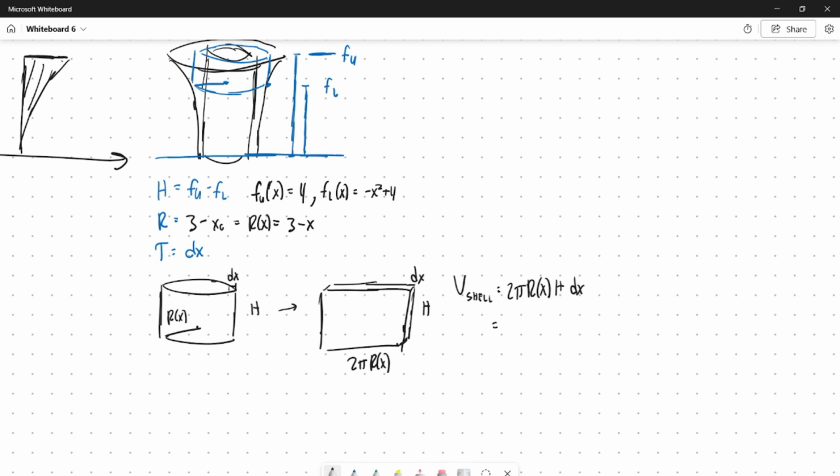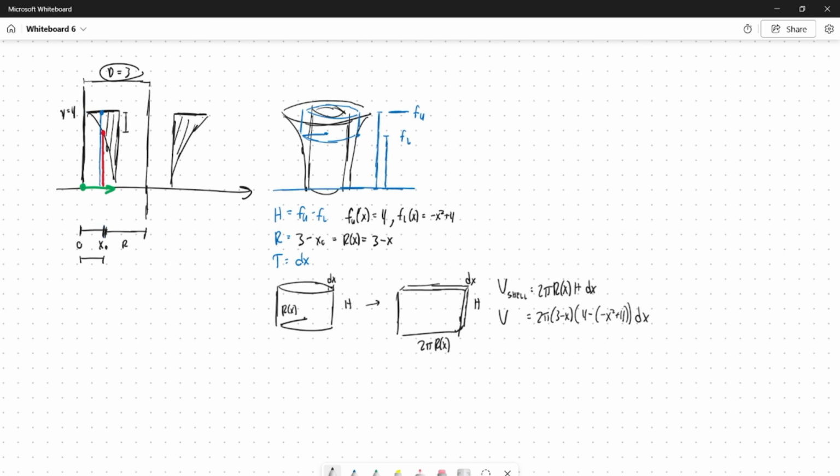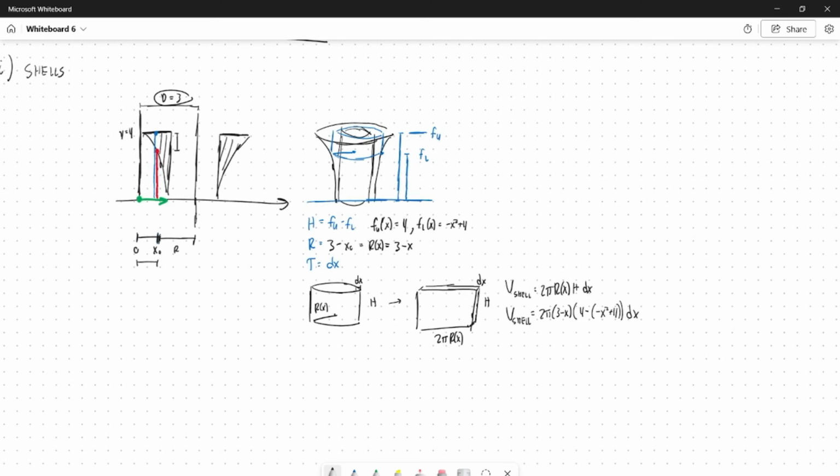We already know what r of x is. That'd be 2 pi multiplied by 3 minus x multiplied by the greater height function, which is 4, minus the lower height function, negative x squared plus 4, and then dx at the very end. That would be the volume of just one of these shells. And then, of course, to find the volume of the entire thing, you just integrate.